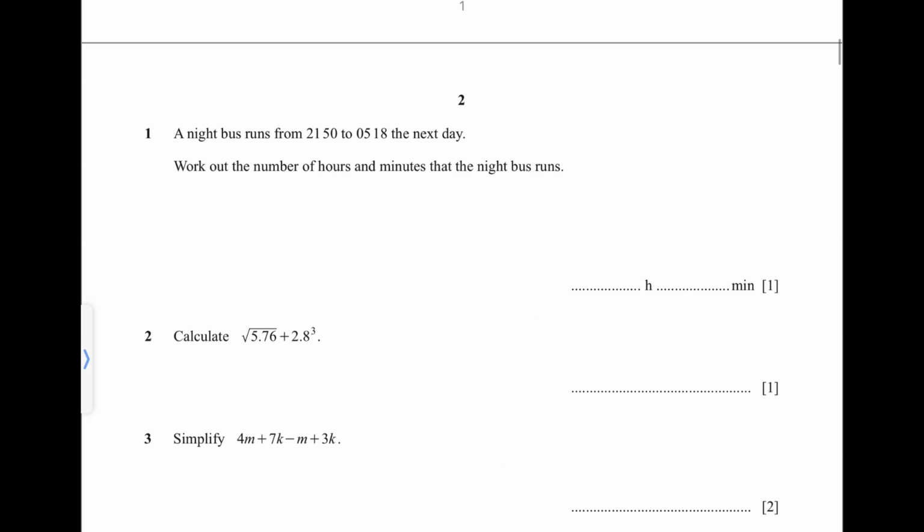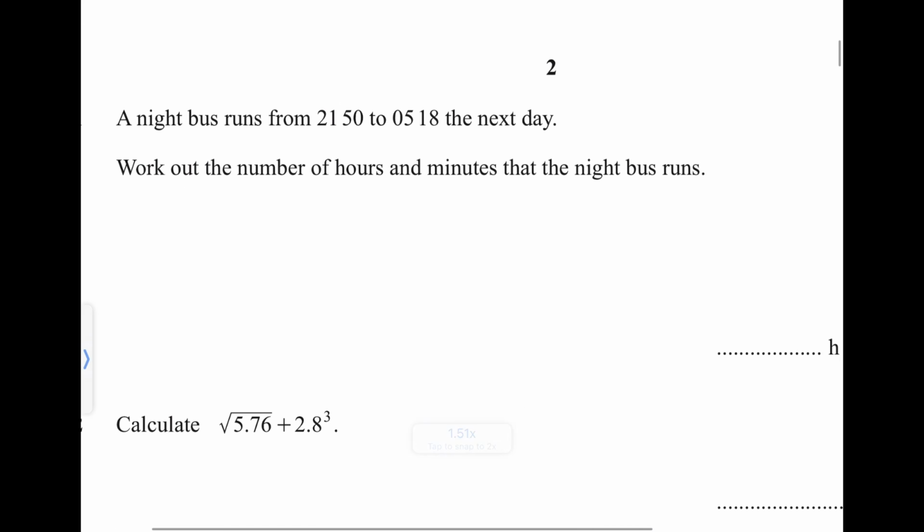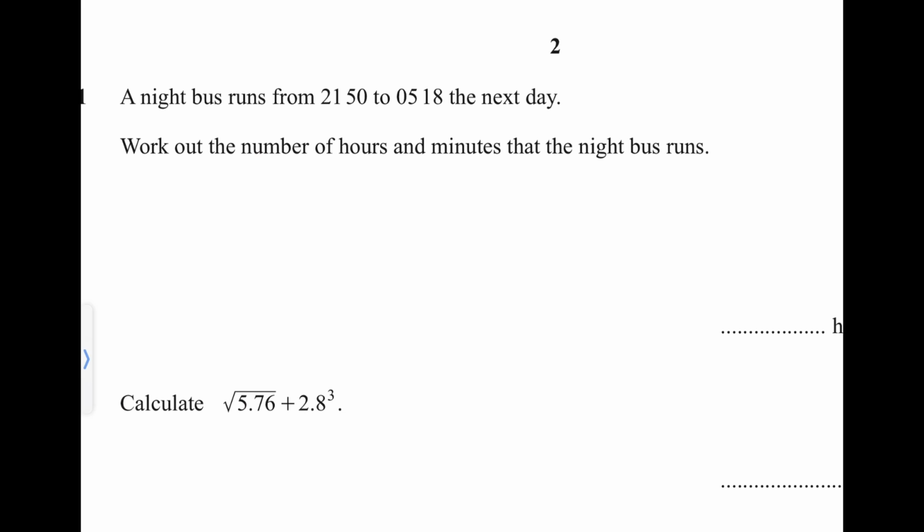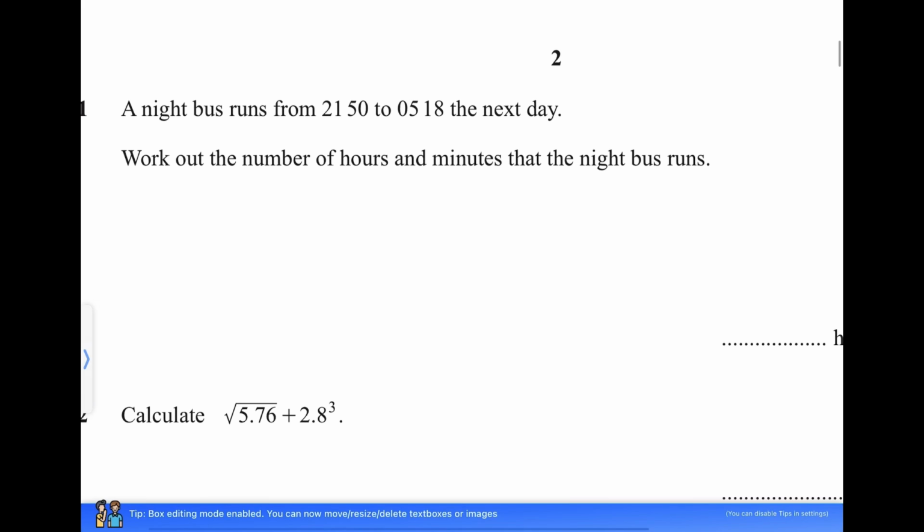Going on to question number 1, which is usually the easiest question. It says that a night bus runs from 2150 to 0518 the next day. 2150 basically means 9:50 p.m. to 5:18, and work out the number of hours and the number of minutes that the night bus runs.